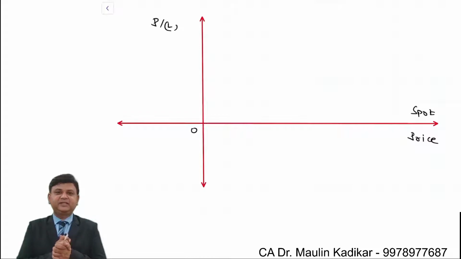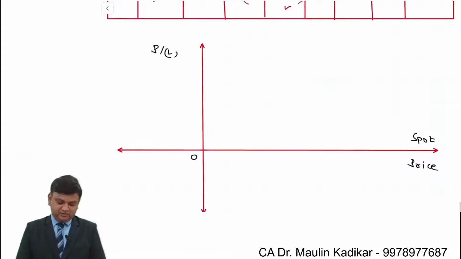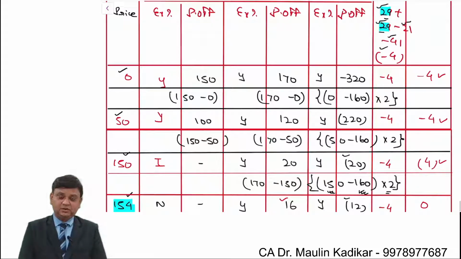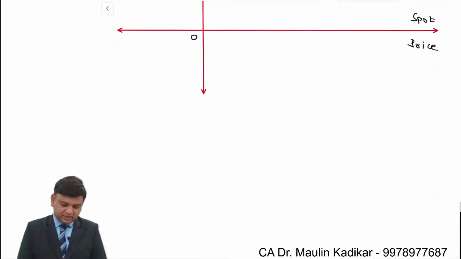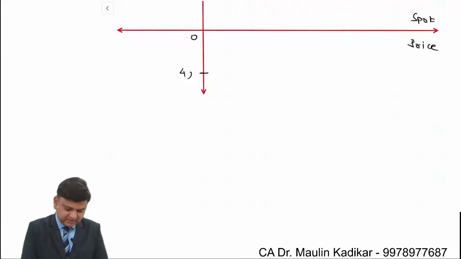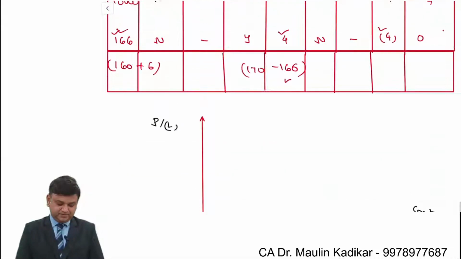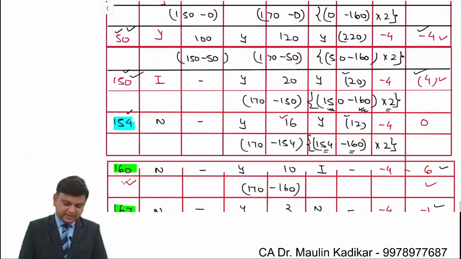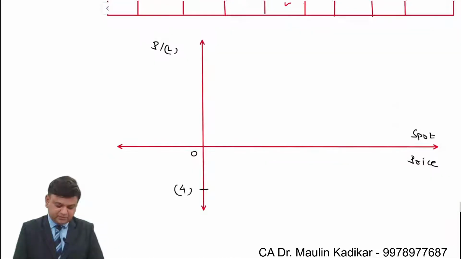Friends, we will start with the diagram always with the 0 value. When the spot price of the equity share is 0, at that time there is a loss of rupees 4. So we start here. There is a loss of rupees 4. Price increases to 50, again loss of rupees 4. 150, again loss of rupees 4. Then at 154 there is a break-even point.